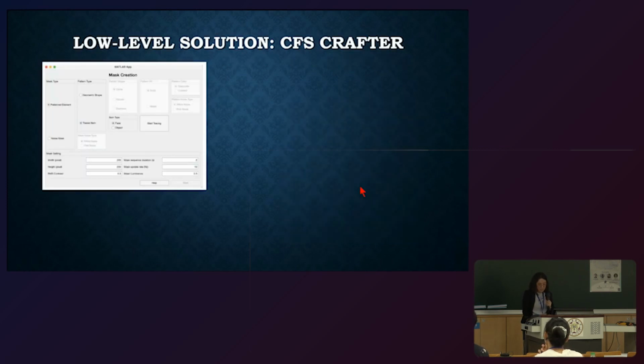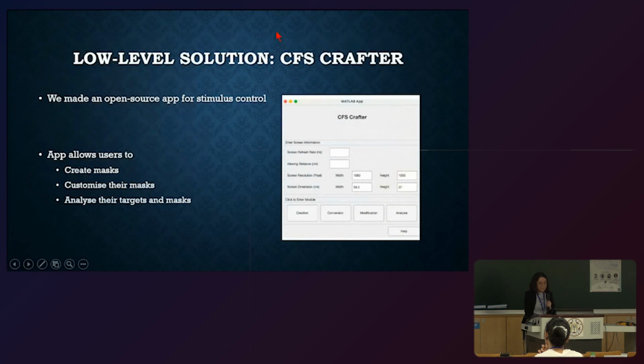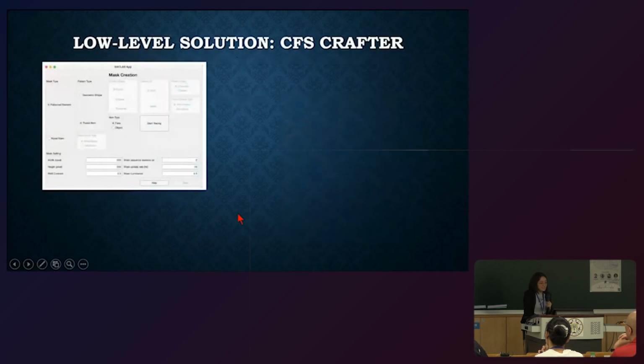Also, just to run through, this is the homepage. Usually I will run the app live, but that is not happening today. I apologize for that, so this is a screenshot. You just need to input your screen refresh rate and the viewing distance, and then there are four modules here. Creation is just to create the mask, and it looks like this when you click on creation.